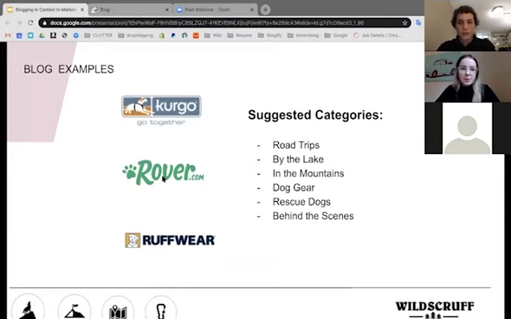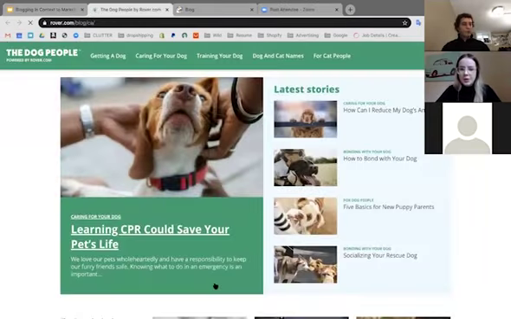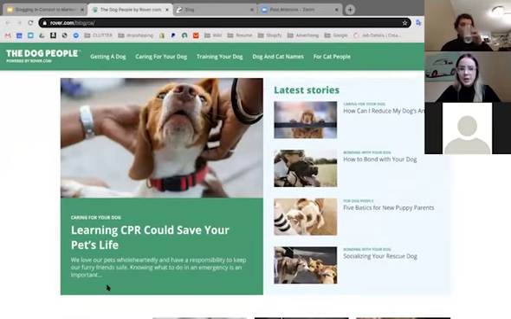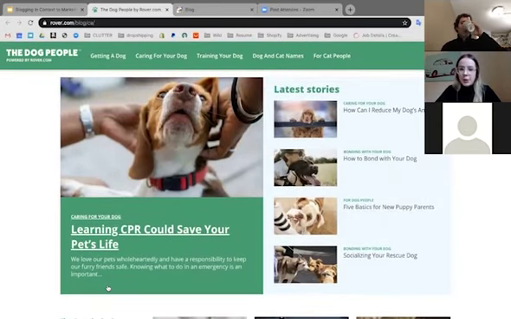Rover.com. I can bring them up as well. I'm not sure if any of you have heard of it. Rover is an app that you download, and if you're a dog walker or a dog sitter, you post your profile on there, and then people will hire you through that app to walk their dog. However, they do have a really good blog in terms of how to bond with your dog and the 5 basics for new puppy parents.